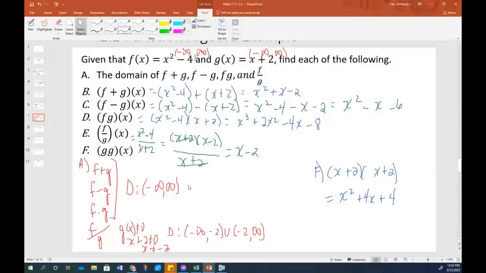So I'd say do the domain first. It's everything that's in both of them. If there's something you have to throw out, you have to throw it out of all of them. And then additionally, you have to throw out anything that makes a denominator 0 if we have a denominator, like that f over g.